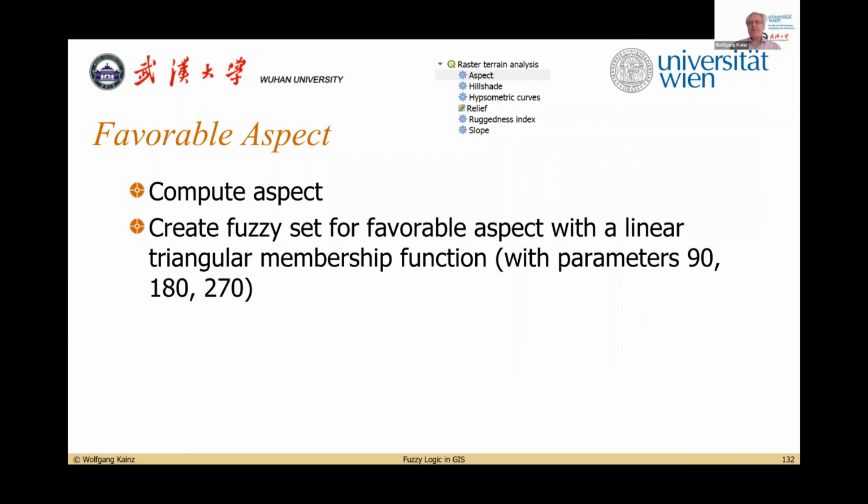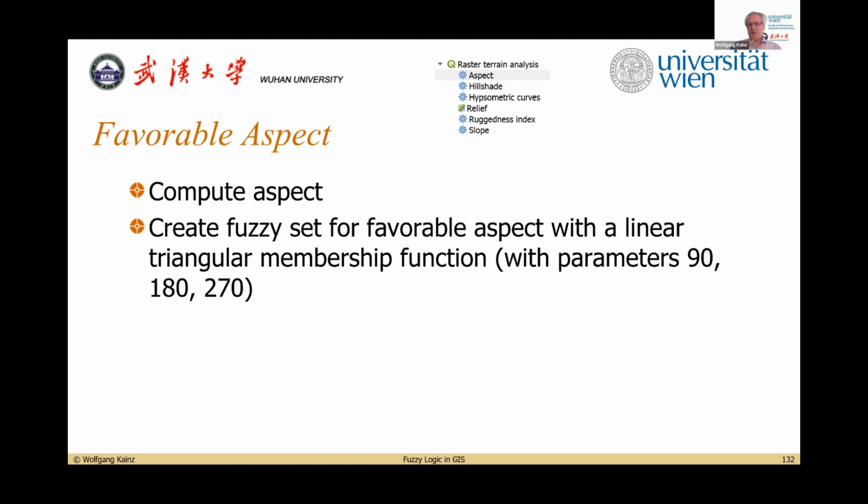which is favorable aspect. We define favorable aspect in such a way that, as you know, aspect is calculated or computed as degrees from north. So north is 0. Then east is 90, south is 180, west is 270, and 360, or 0, is again north.